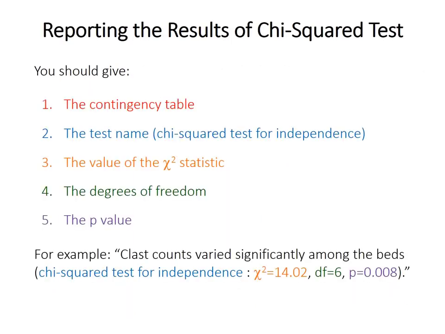When reporting the results, you should give the contingency table itself, the test name, in this case chi-square test for independence, the value of the chi-squared statistic, the degrees of freedom, and the p-value. You can phrase your results in terms of a significant difference or a lack of a significant difference in the counts or the abundances of the categories among the samples.